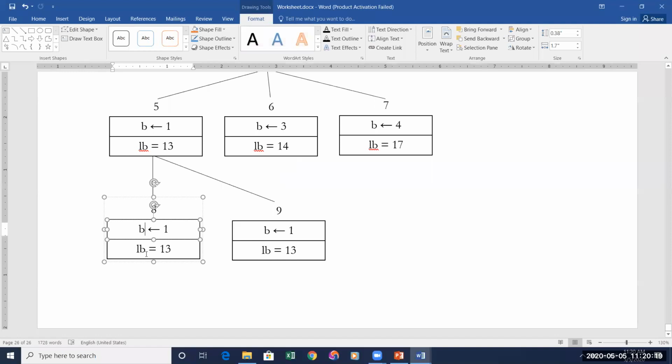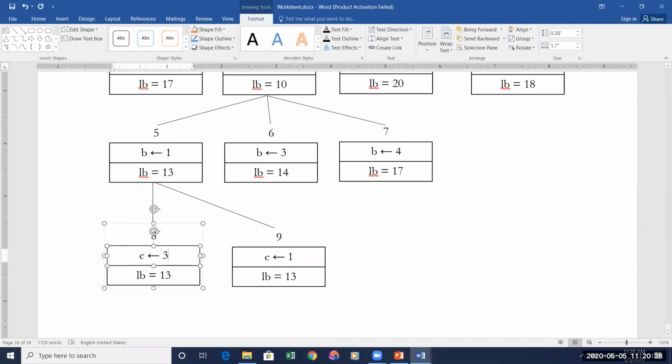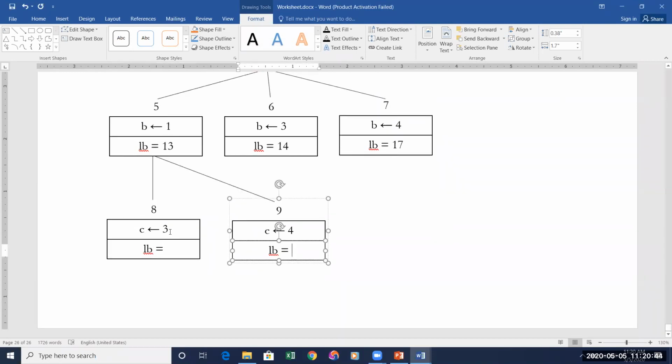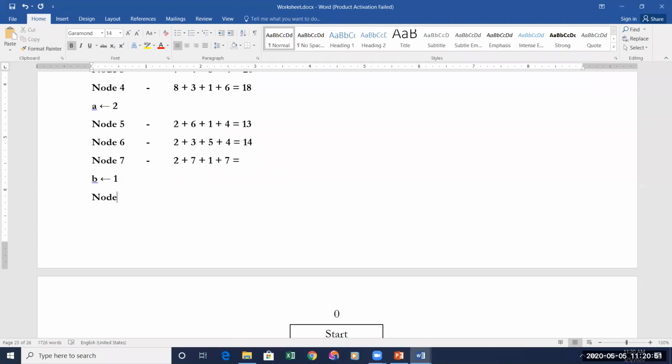This third level is for the next person, that is person C. A is allotted with job number 2, B is allotted with 1. The remaining options for C are 3 and 4. Only 2 options left. Now calculate the new lower bounds for this. Get the new lower bound. C is equal to 3. C is allotted with 3. Node number 8.